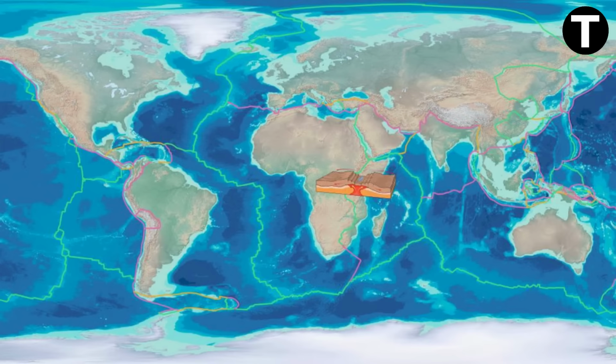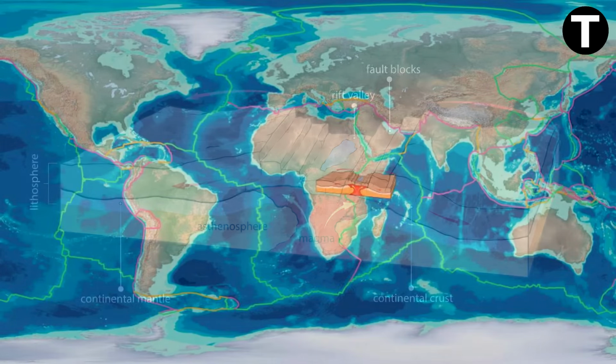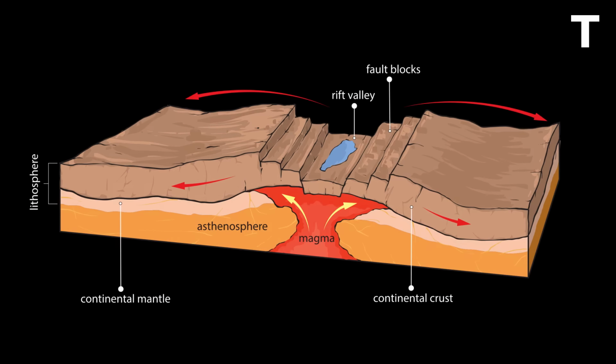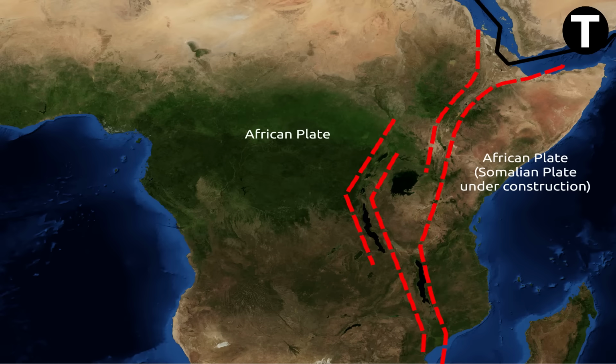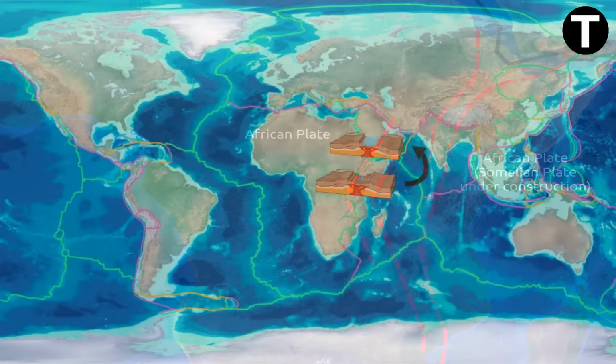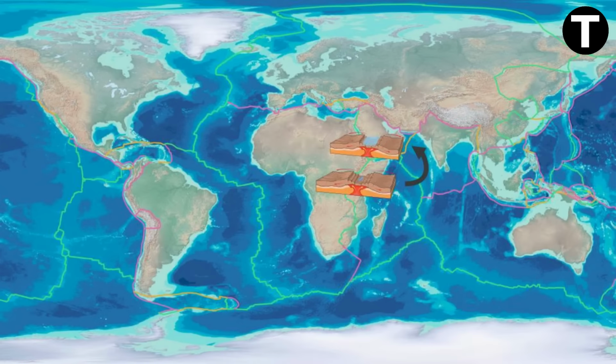Let's start with Phase 1, Embryonic stage. This is the starting point, marked by rift valleys and initial movements. For instance, today's East African rift is an ongoing example of the embryonic phase, where the African continent is slowly splitting apart. Next comes Phase 2, known as the young stage.